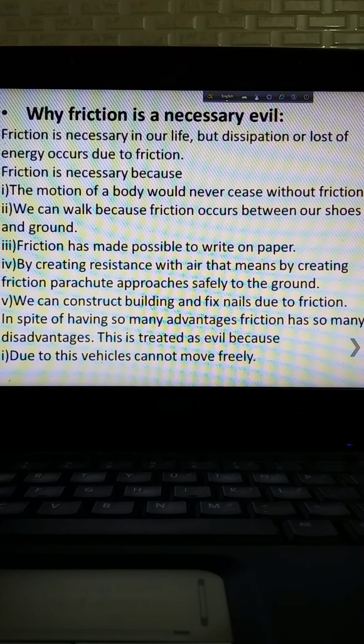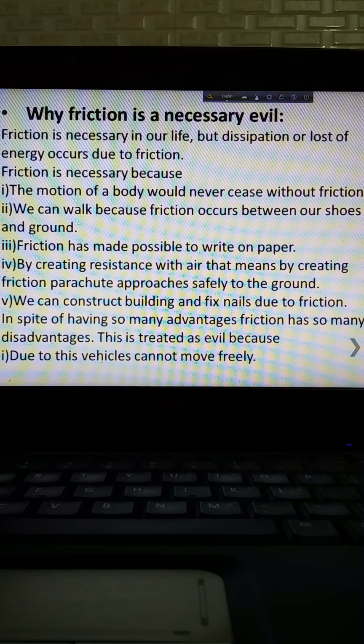If we say that friction is necessary, why is it necessary? Friction is necessary because the motion of a body would never cease without friction. A moving object will cease its motion and will stop because of friction. Without friction it won't be able to stop. So the motion of a body would never cease without friction.